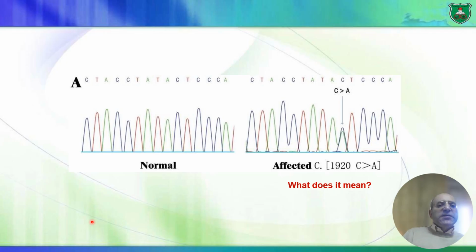So here we have, let's say that we're comparing sequences of 2 individuals. One is healthy and the other one is diseased. So we're looking at a sequence of a certain gene. And we have these peaks, beautiful peaks. So these peaks are translated into letters. So we have C, T, A, etc. So that's the normal sequence.